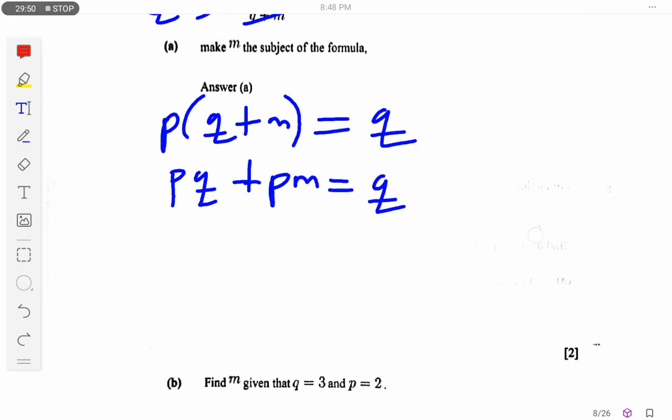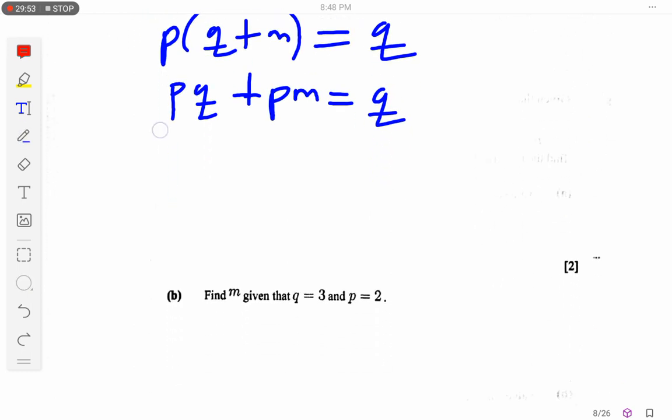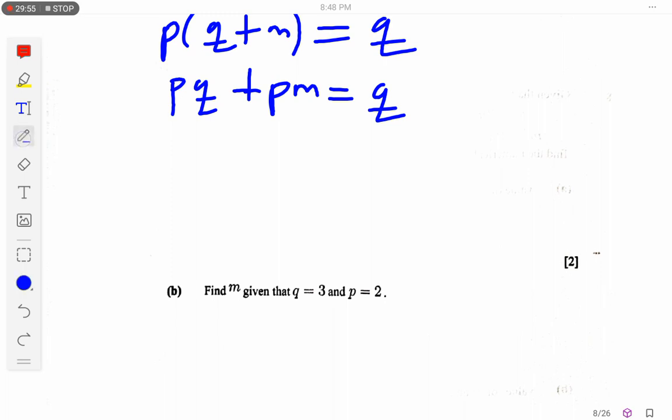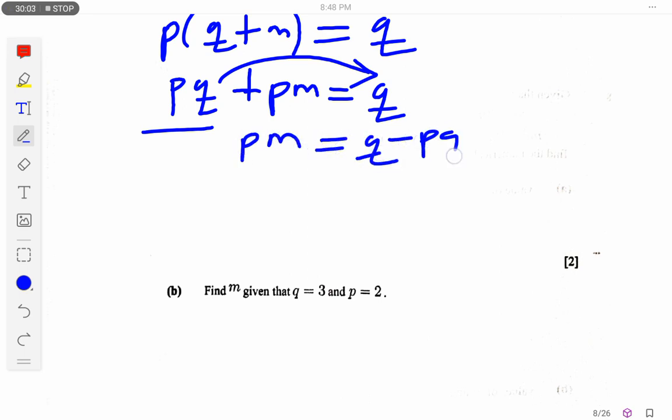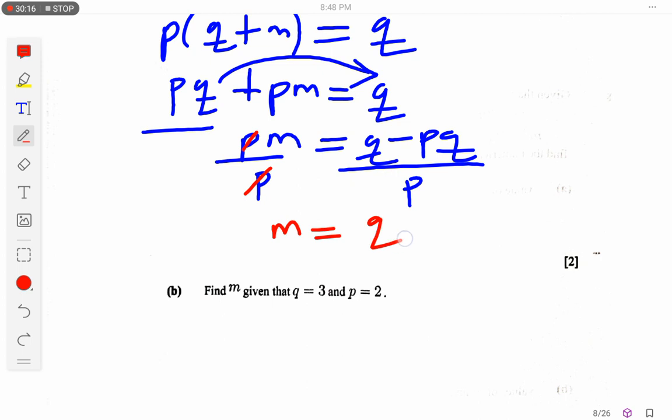What are we looking for? We want m, so I can take this one to this side, and it becomes a minus. So I have pm is equal to q minus pq like that. To get my m, I'll divide here by p and divide this whole side by p. If I do that, this will cancel off each other. So my m is going to be equal to q minus pq over p.